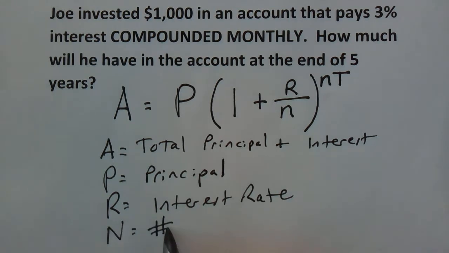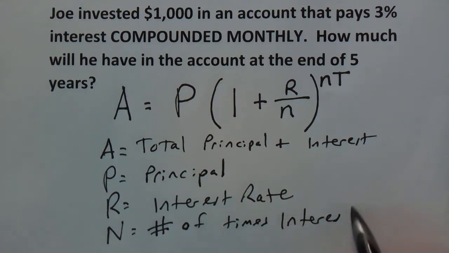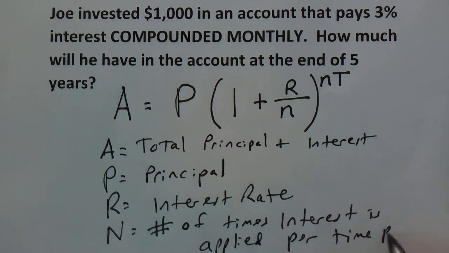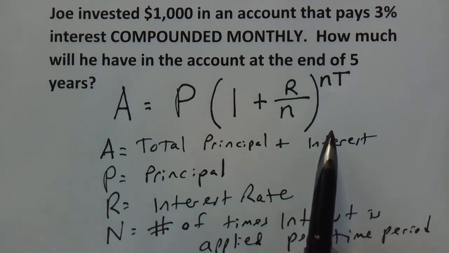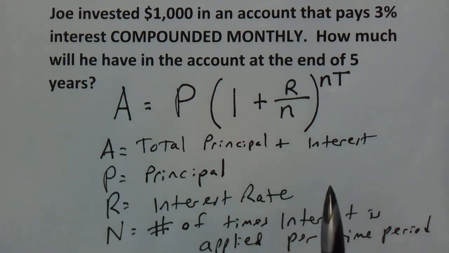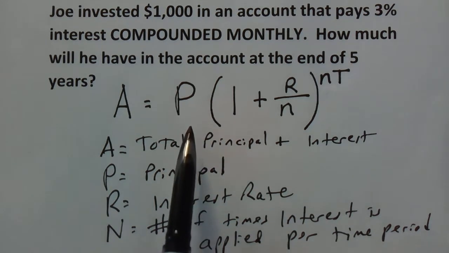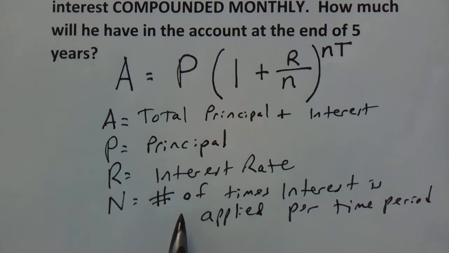I'm going to use the pound sign for number. Some of you think of that as hashtag. It's also known as the pound sign, and it's also known as number of times interest is applied per time period. And in this case, a year is our time period. We're going to have 5 years, but the time period is 1 year because we're multiplying that by 5 for our total time. So it's being compounded monthly. That means there's going to be 12 applications of interest.